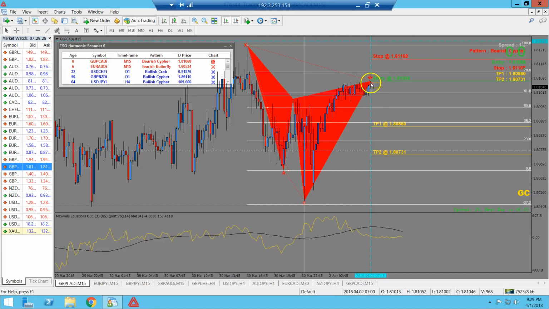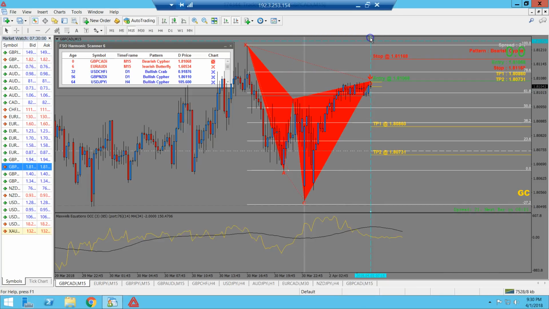Now, I'm not saying that it will always extend to that exact point. It may. I'm just letting you know this is a technique that you can use just to give you an idea. There's a possibility that this could still extend to the 78.6 because it is a bearish cipher. It's a cipher pattern. So that's it. Hopefully that made sense to you guys. I just want to show you that because I think it could be really helpful.